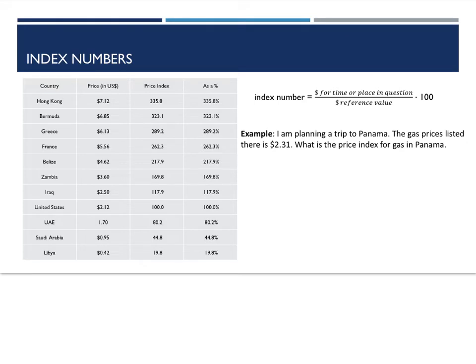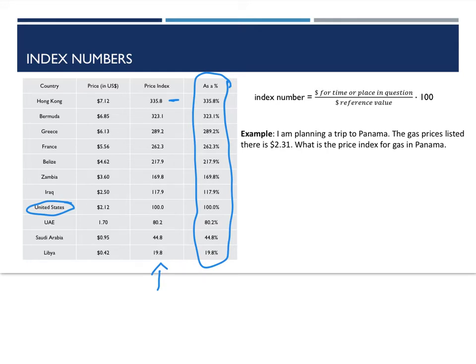If you've completed your chart, this is what your price index column should look like. Now, just for point of fact, usually this last column is not there, but it's noteworthy. Your index number is a percentage. So what this means is if I have a price index of 335.8, if the United States is my reference value, that means the price of gas in Hong Kong is 335.8% times the price of the gas in the United States.